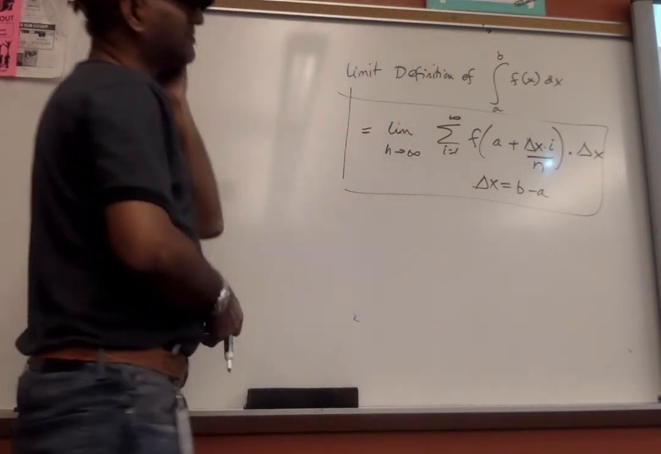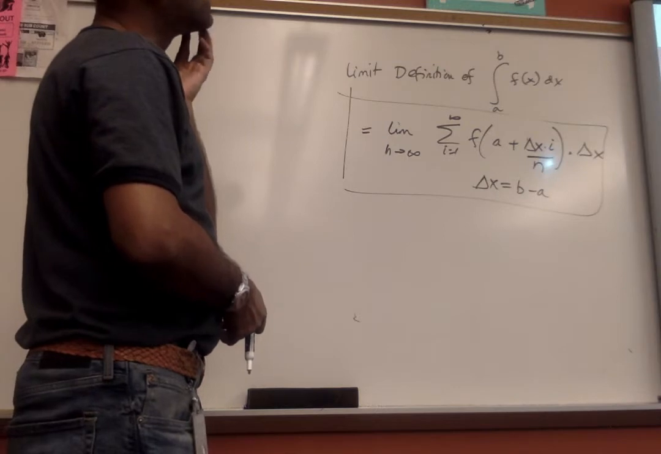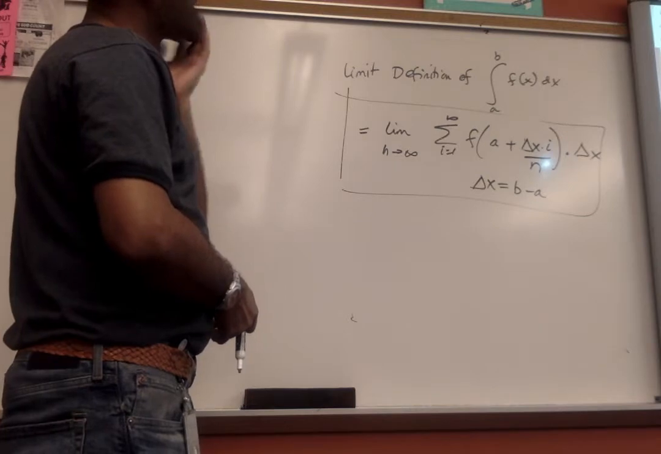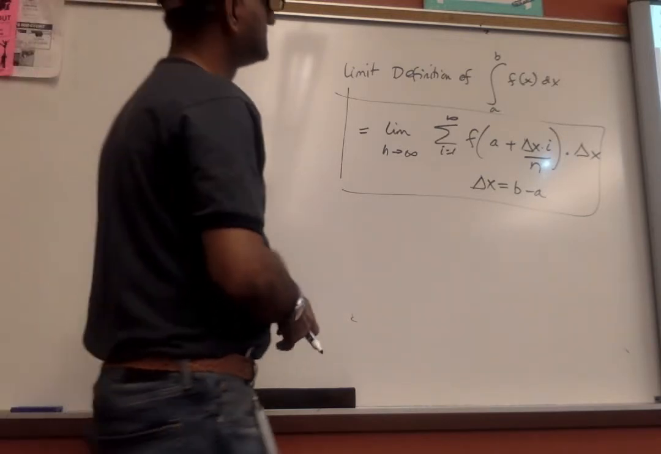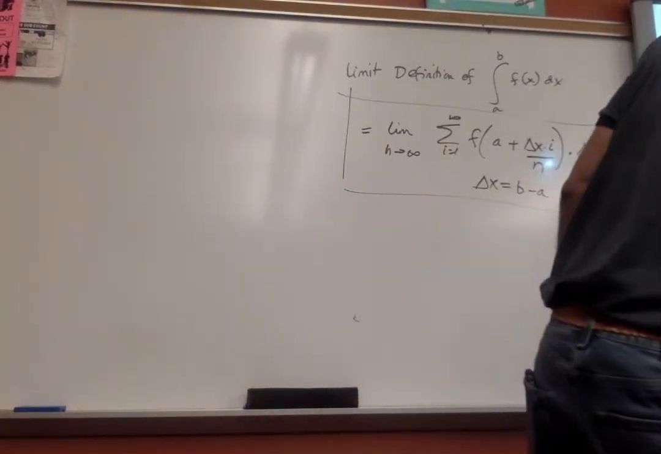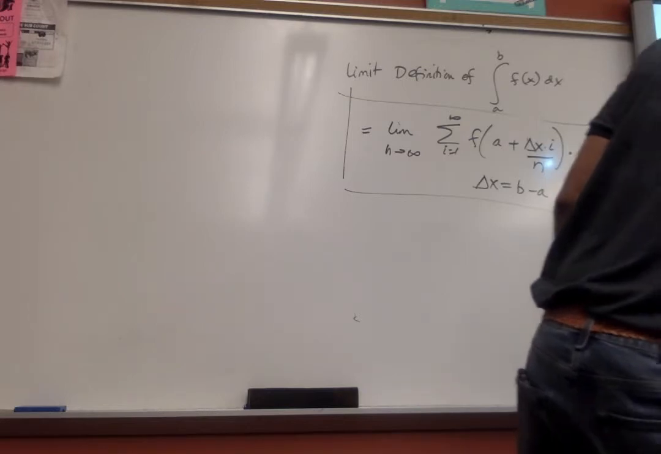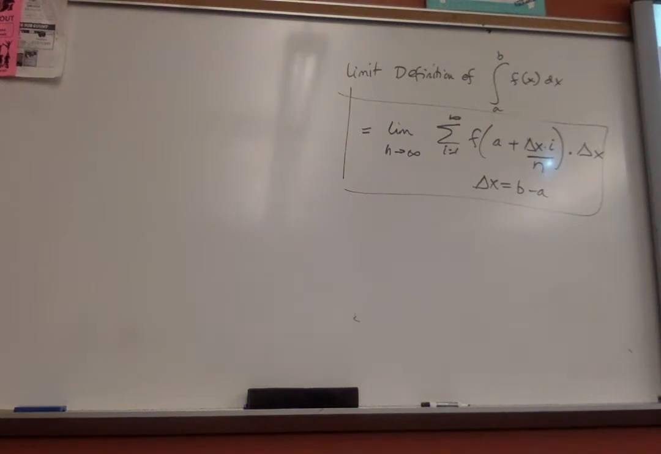Trying to recall if I'm making a mistake. Is the outside here delta x or delta x over n? I don't know. One of the earlier versions of the Bible. Oh, i goes from 1 to infinity.